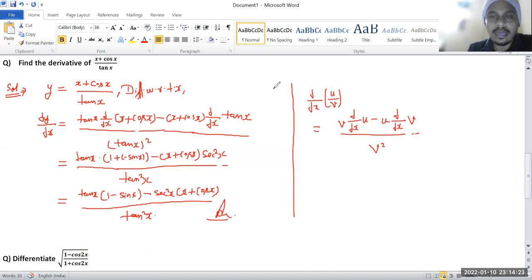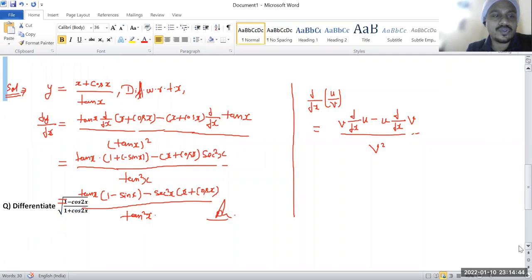Quotient formula. You use the quotient formula and solve different questions from the miscellaneous exercise. You have solved some other questions from the miscellaneous exercise. I move to the next question. And what is the next question? I'll also discuss some questions on logarithms. So this is a very important question.